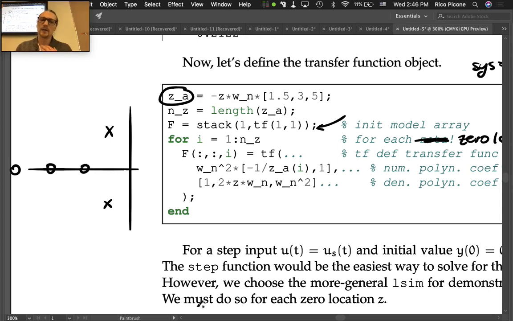unfolds. So I use TF to define each of these with the different zero locations. So I just loop through each zero location. I define a transfer function. I store it in this model array F. Okay? So now I've got a model array F that's got 3 different system definitions, one for each of those zero locations. Okay? So this is going to be the first one, this is going to be the second one, this is going to be the third one.